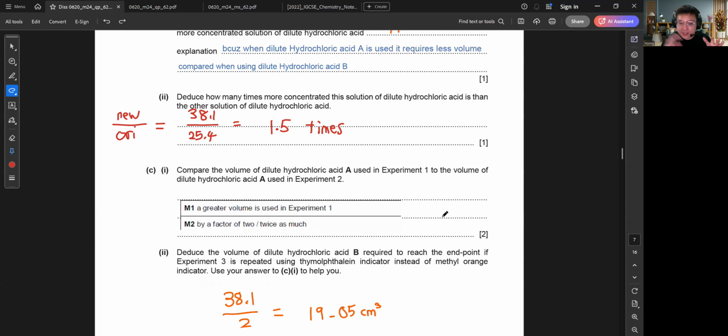So next time, if you see this type of question, don't worry if they ever ask you to compare the factor. Normally, it's a whole number, or even if it's not, it's like 1.5. You shouldn't be getting very weird numbers like 1.765 or that kind of number.